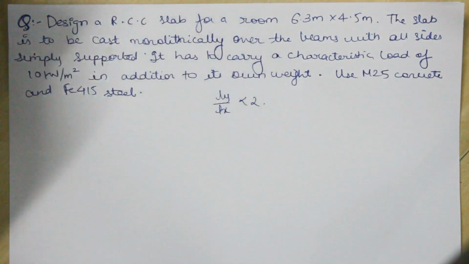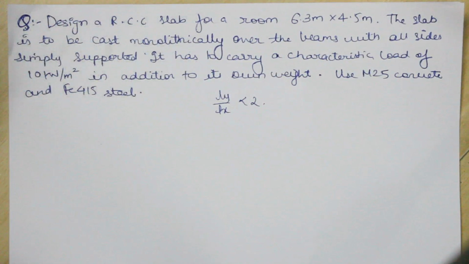So basically in this problem I will be showing you how to design a slab which is simply supported over the ends. So let's see what is the problem given to us. Design a RCC slab for a room 6.3 meter by 4.5 meter. The slab is to be casted monolithically over the beams, with all the sides simply supported. It has to carry a characteristic load of 10 kN per meter square. So basically this is the live load in addition to its own weight, and use M25 concrete and Fe415 steel.